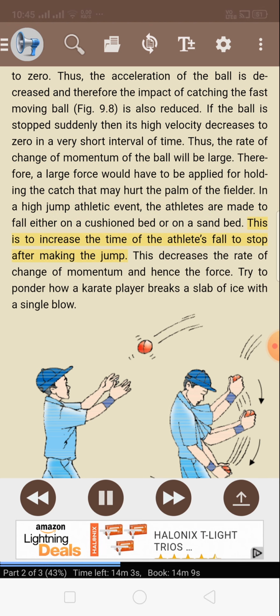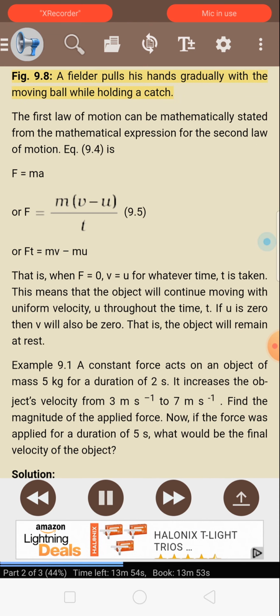In a high jump athletic event, the athletes are made to fall either on a cushioned bed or on a sand bed. This is to increase the time of the athlete's fall to stop after making the jump. This decreases the rate of change of momentum and hence the force. Try to ponder how a karate player breaks a slab of ice with a single blow. Figure 9.8: a fielder pulls his hands gradually with the moving ball while holding a catch.